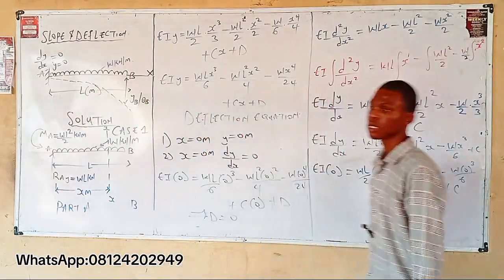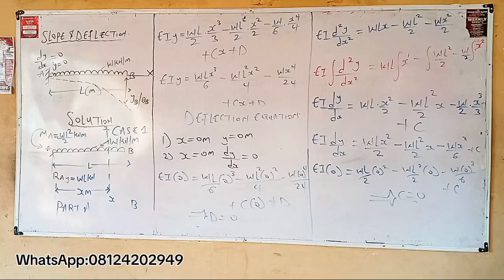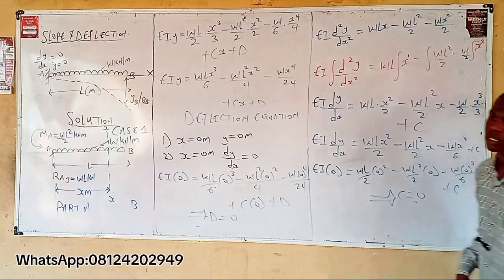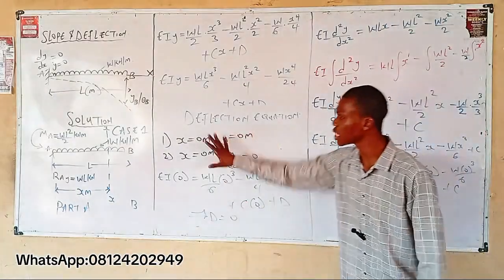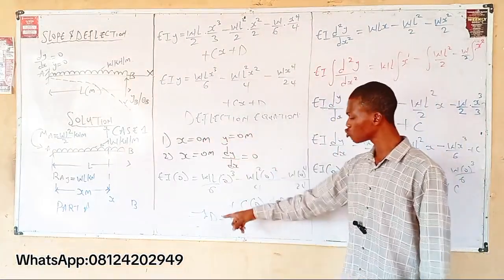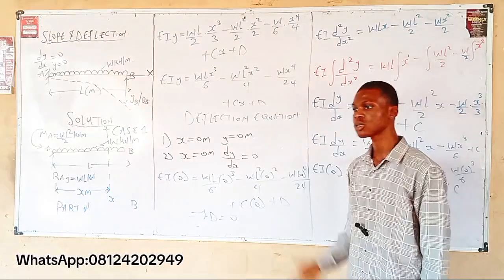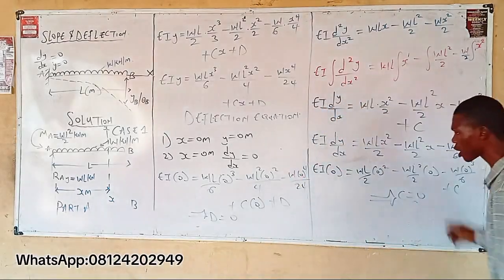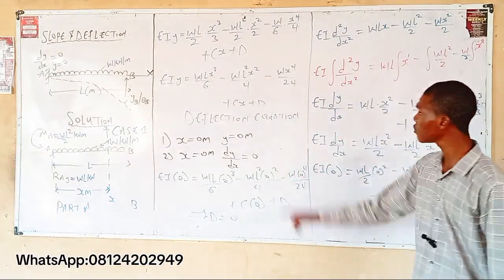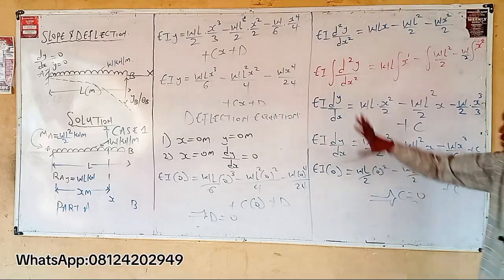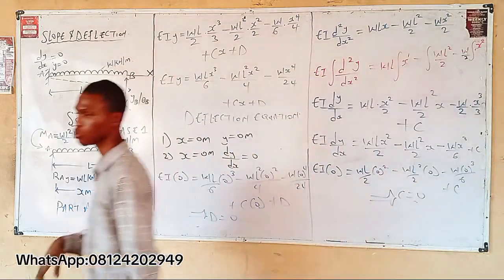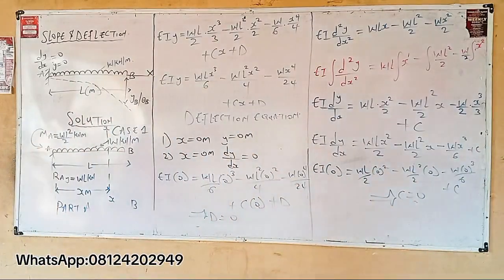Are you going to include this 0 at x equals 0? Yes, that's how we got the constant. The purpose of this boundary condition is to get the constants. We already know C to be 0, D to be 0. Meaning for both your slope and deflection equation, anywhere you see C, what will be there? 0. Anywhere you see D, what will be there? 0. Now let's finalize our slope and deflection equations, meaning we want to rewrite them.